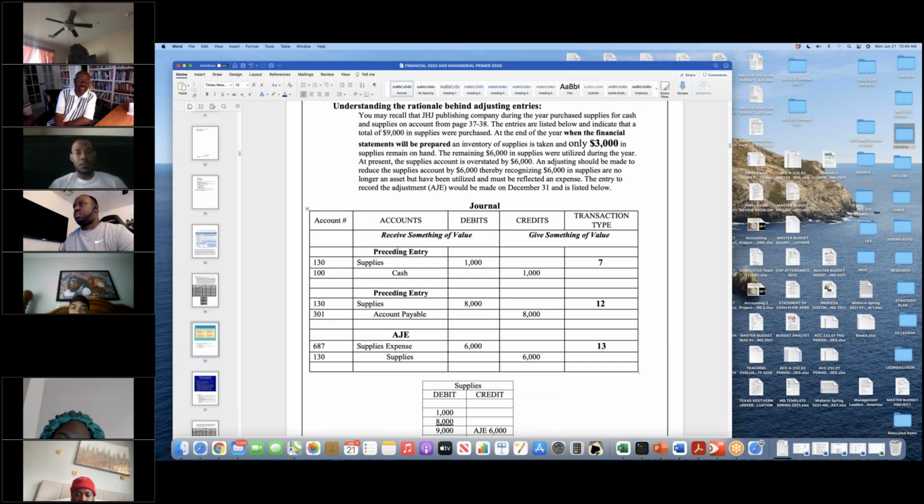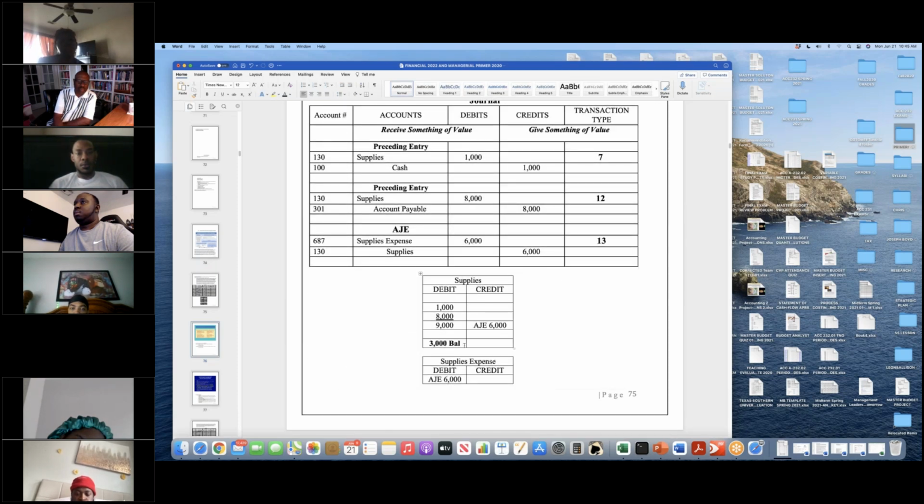So we have the entry. Everybody knows how to buy some supplies and pay cash, and they know how to buy some supplies on account. But when we come to the end of the period and we determine that we only got so much in supplies, our rationale is like if we had 9,000 in the bank at the beginning of the period, and we got 3,000 in the bank at the end of the period, we must have spent $6,000. And so we make the adjusting entry, debit supplies expense, and credit supplies. So now we moved it to the expense side.